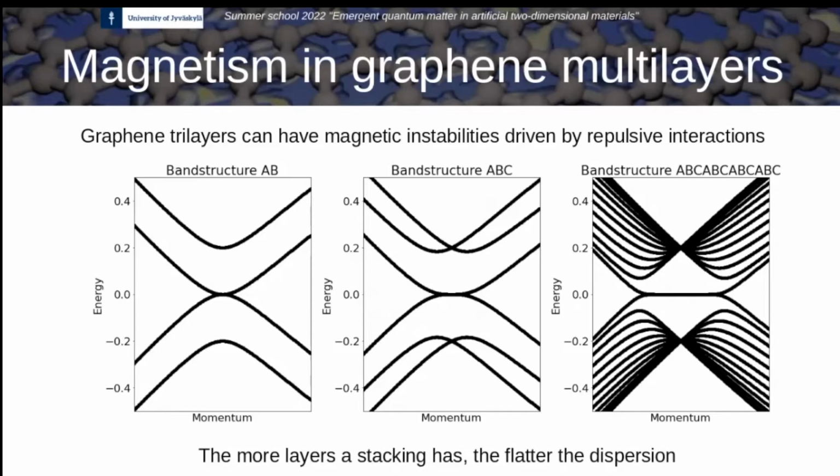Here you see the electronic structure of AB stacked graphene, so just a bilayer. And you see that you have a parabolic band. Then for three layers of graphene, called ABC graphene, also known as rhombohedral graphene, you have something that still looks like a parabolic band, but it's actually a cubic band. And then as you keep putting more and more layers, ABC, ABC, ABC, and so forth, which is rhombohedral graphite, this parabolic and then cubic band becomes a nearly flat band.